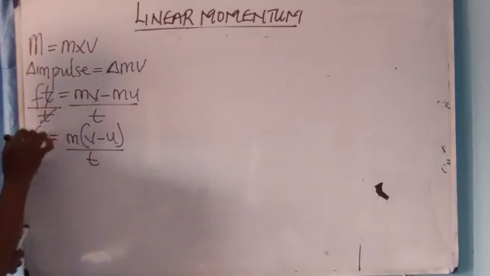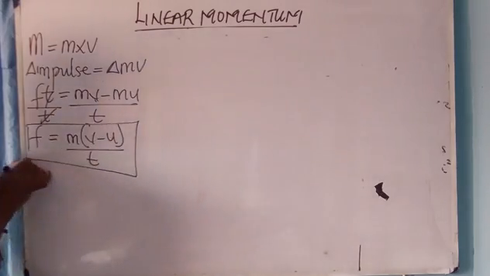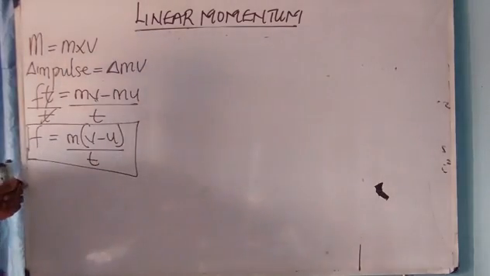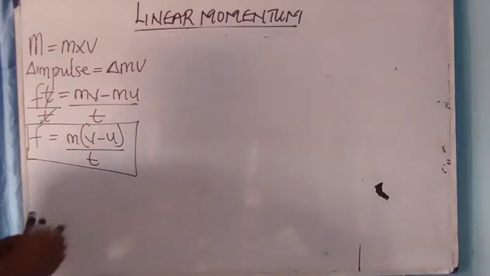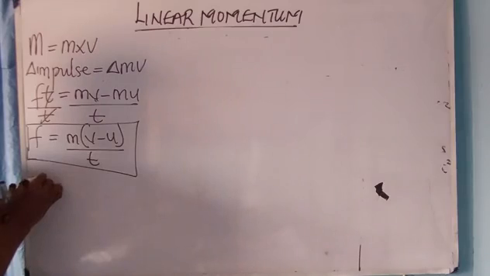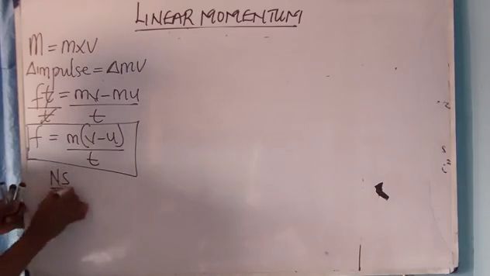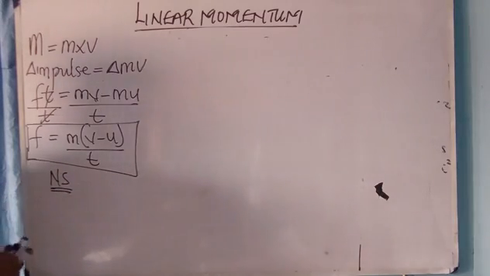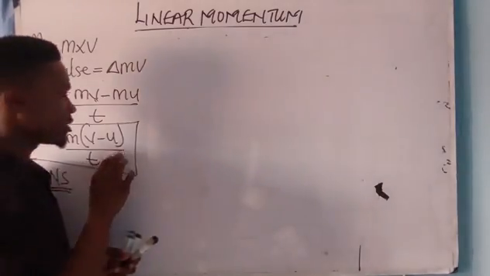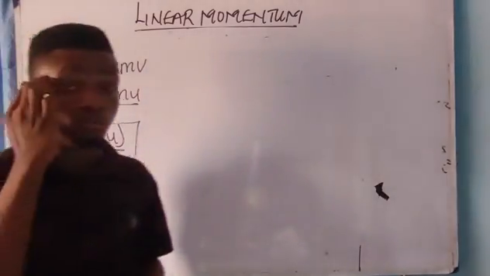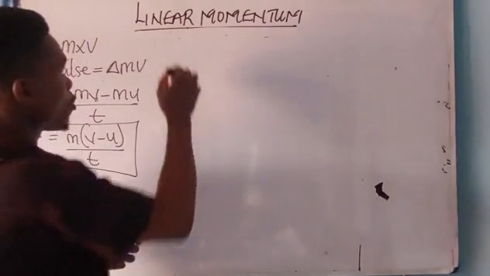So this one is from linear momentum. Please, impulse and momentum have the same SI unit, and it is the Newton second. Take note of that. Now, since we've been able to deduce this, let us go into Newton's laws of motion.